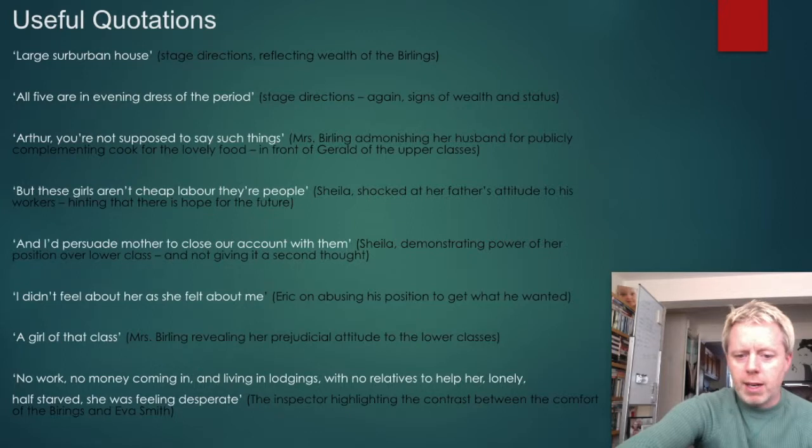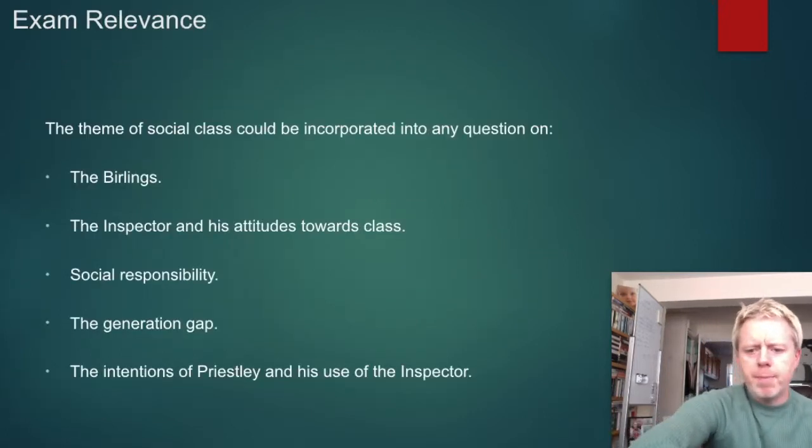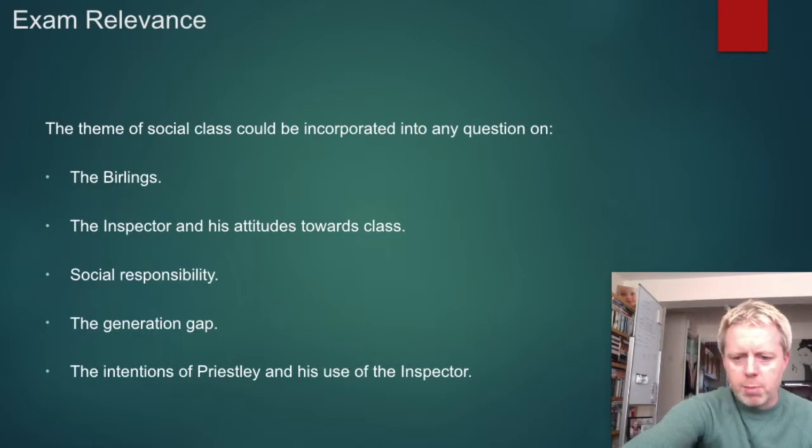So the inspector highlighting the contrast between the comfort of the Birlings and Eva Smith. So Eva Smith's condition or predicament: no work, no money coming in, and living in lodgings with no relatives to help her. Lonely, half-starved, she was feeling desperate and so felt she had to turn to prostitution as a way to make money, any money. Okay, so that covers most of class, and again there's a lot there, so pause and take notes.